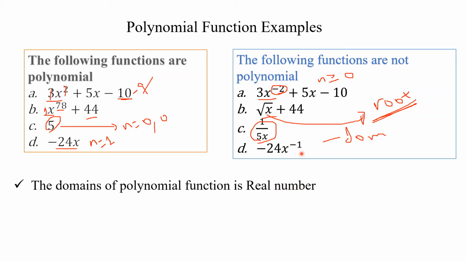That's why this and this can't be polynomial functions. Also, this root function has a domain that is not all real numbers, because the domain of a root function is only non-negative numbers.